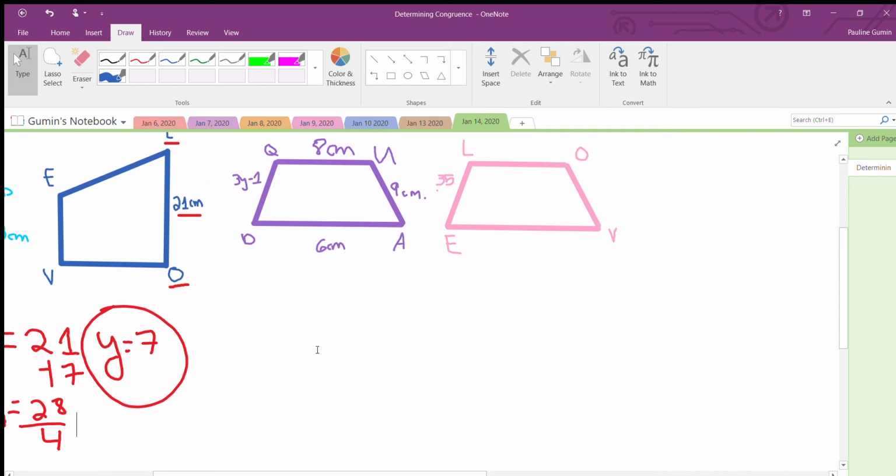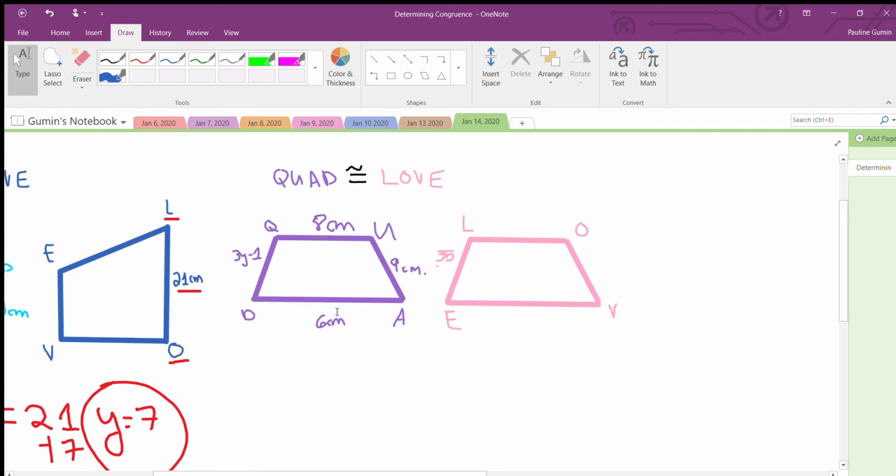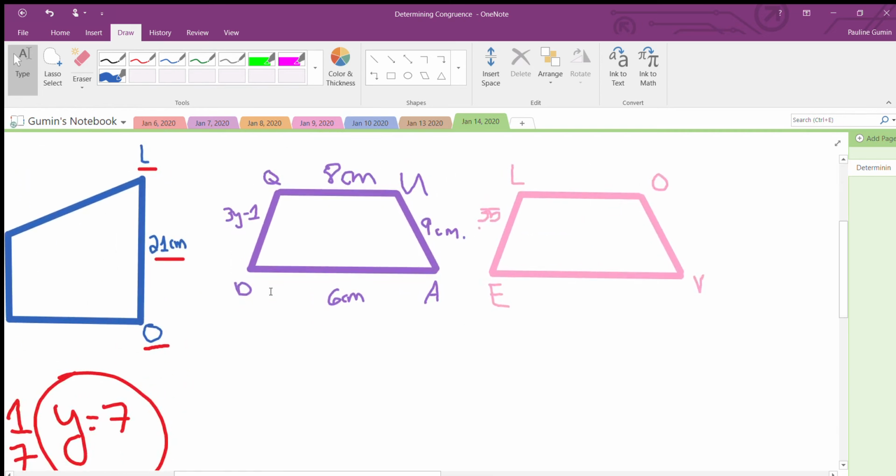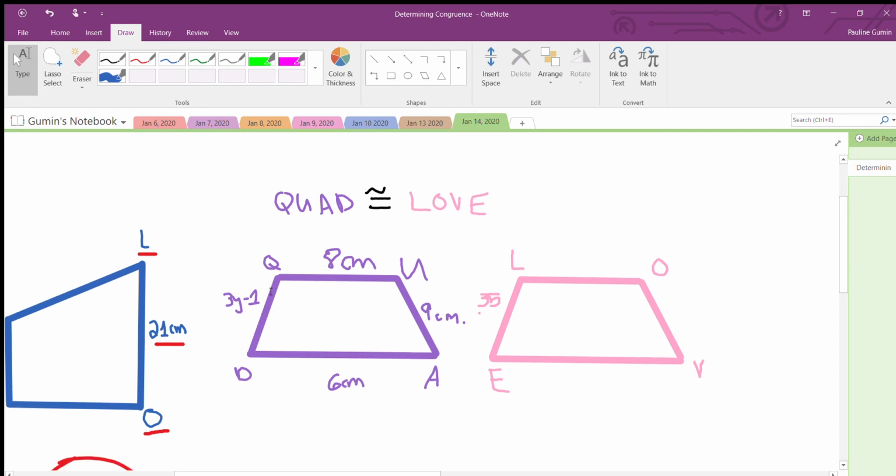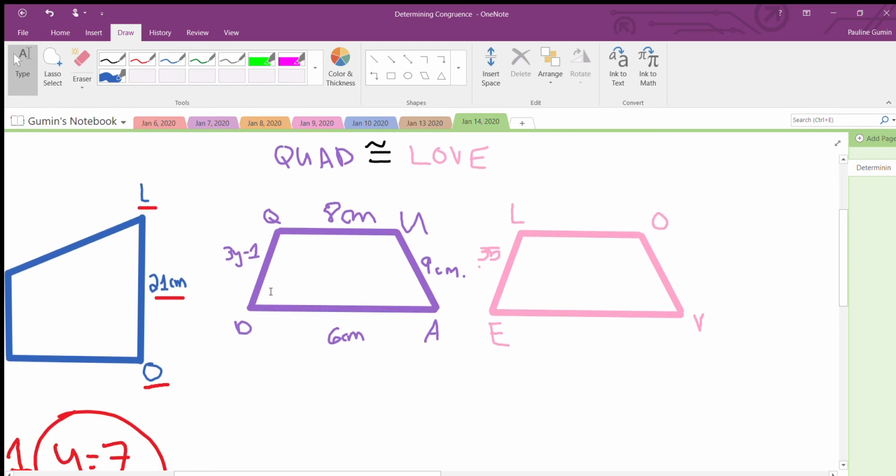Let's do the same thing to these two trapezoids. Trapezoid QUAD is congruent to trapezoid LOVE. Very creative with my names, I know. Well, let's see how it goes here. I have an unknown value in 3y minus 1.